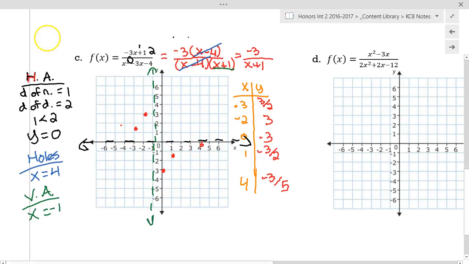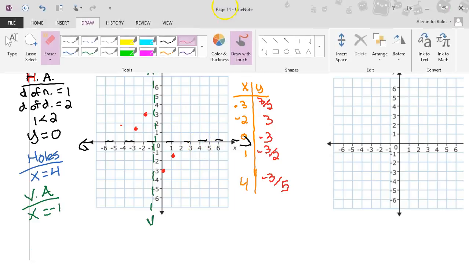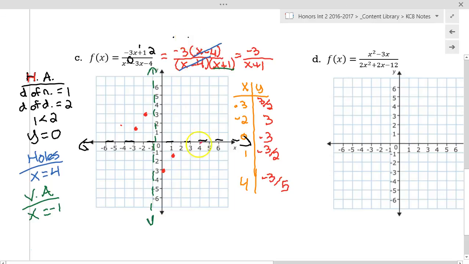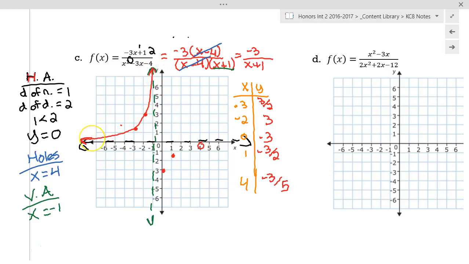It's a bad football. Let's try that again. Something like that. Again, just make sure it's a nice, clear, open circle. And then connect your dots and follow your fences. There is our lovely graph.